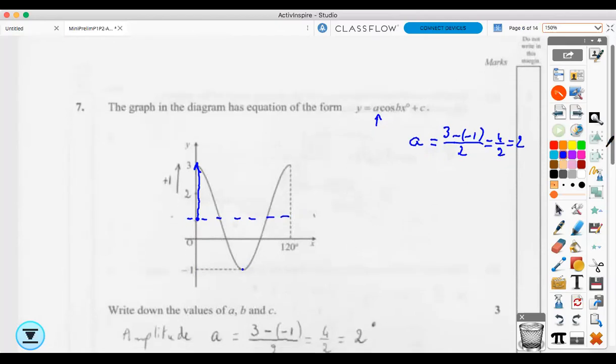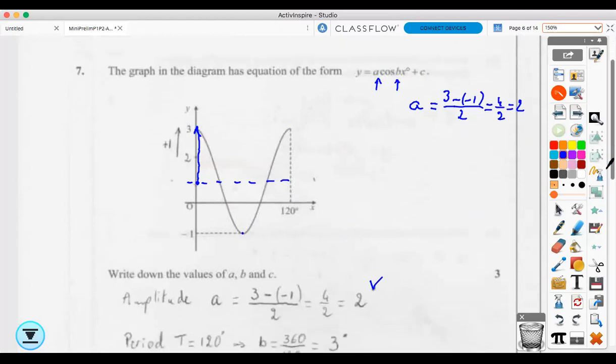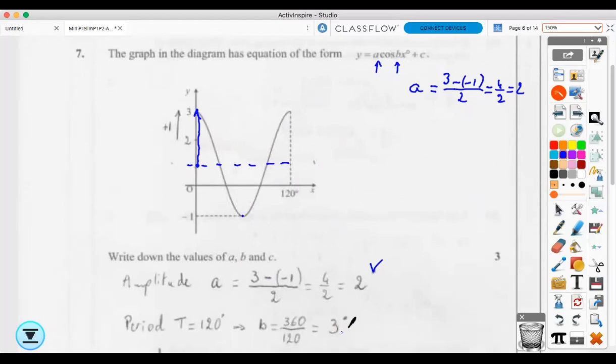Or you can just say, from what I can see here, the amplitude is from the midpoint of my wave right up to the top, and that is 1, 2 steps. You can just write amplitude equals 2 that way. B, how many of these would I get within 360? You could have asked that question. Because it's 120, you can fit 3 of these within 360, or you can just say 360 divided by 120. That would be B equals 3.